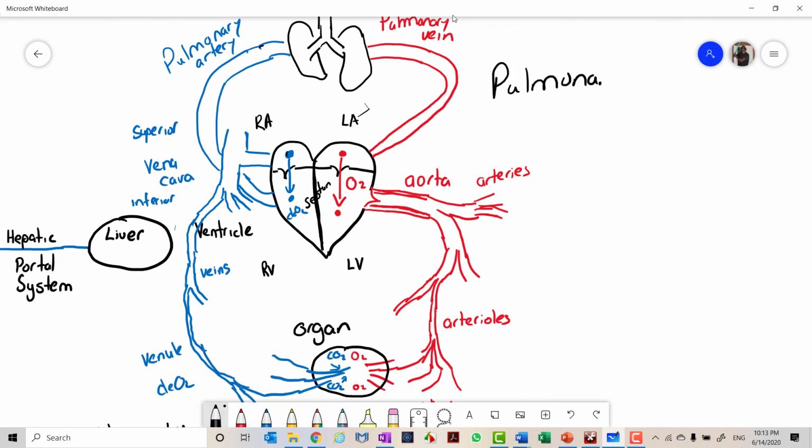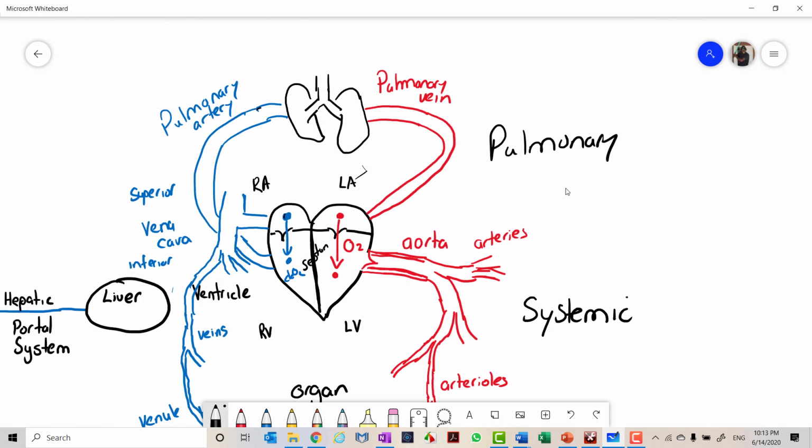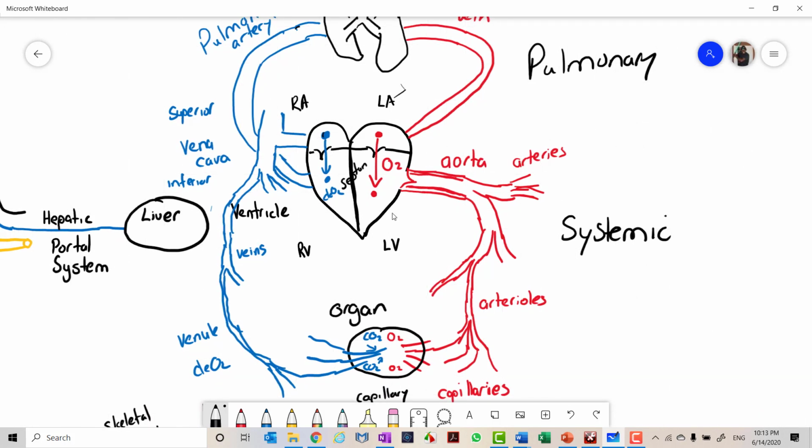Pulmonary circulation is heart to lung, and systemic is heart to body. And coronary feeds the heart itself. And the brain has its own particular circulation, and hepatic is the liver, and so on. So that's the circulatory system.